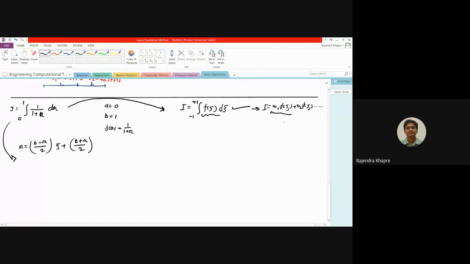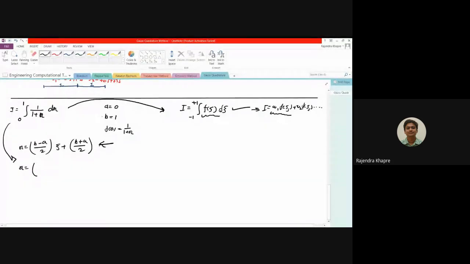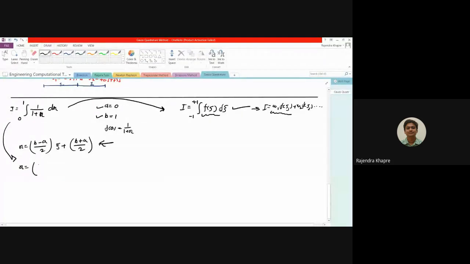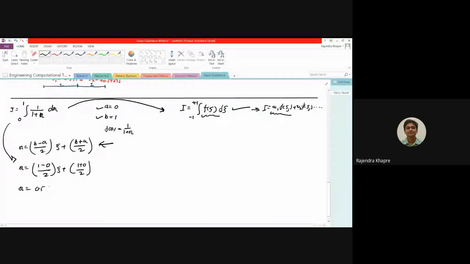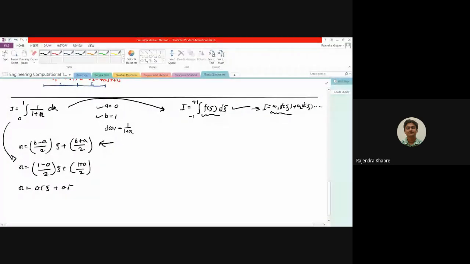But we don't know what is f of xi and what is dx. So in this case we will be using this expression to find out what is x in terms of xi. If you try to solve this, x will become (b minus a) divided by 2 into xi plus (b plus a) divided by 2. B is the upper limit, a is the lower limit. So this is (1 minus 0) divided by 2 into xi, and this is (1 plus 0) divided by 2. If you solve this, you are going to get 0.5 xi plus 0.5.